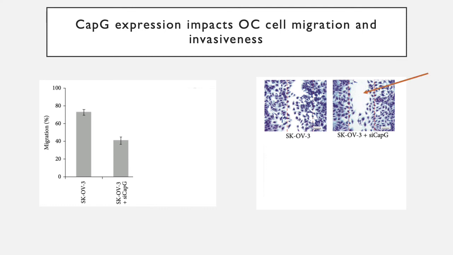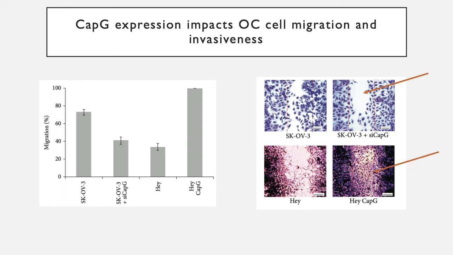Next, you can see that the cell line overexpressing CapG had a significantly higher migration rate when compared to the original Hay line. This increased mobility can be seen here clearly after 72 hours. Based on this, the authors concluded that CapG expression levels were positively correlated with migration potential.